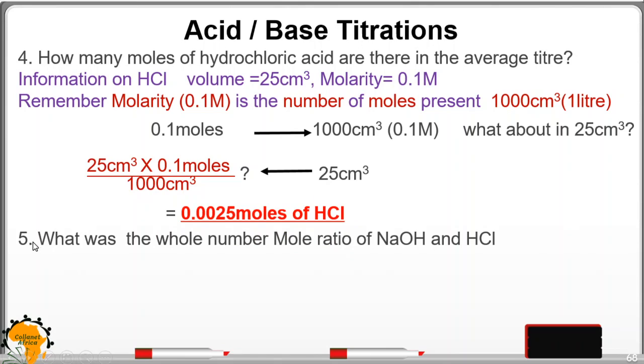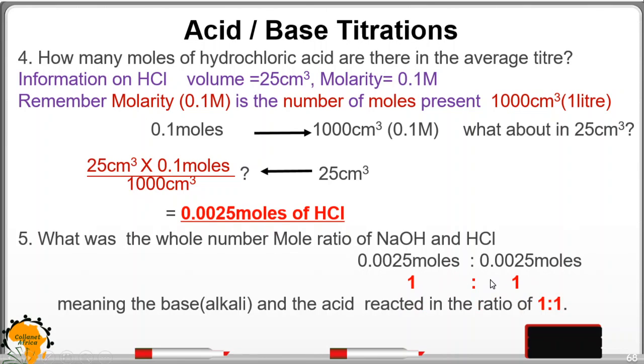So the fifth question, what was the whole number mole ratio of sodium hydroxide and HCl? We put down the number of moles and then we divide by the smallest value, like we did in the empirical formula. When you divide by the smallest value, you get the mole ratio as 1:1, meaning the base and the acid reacted in a ratio of 1:1.